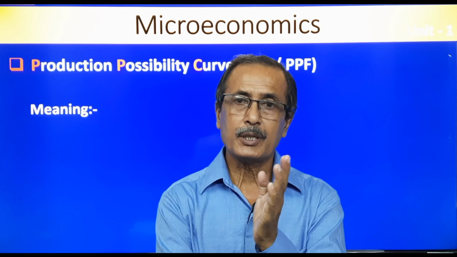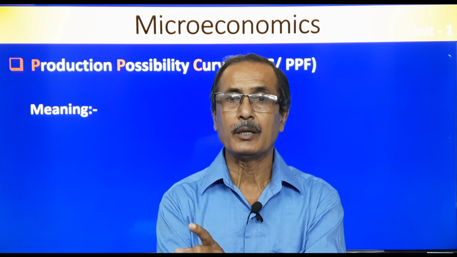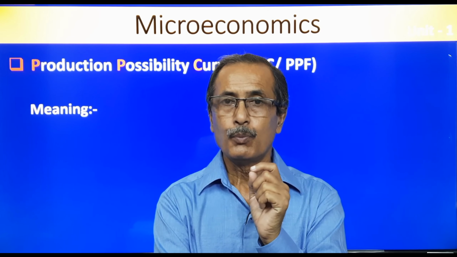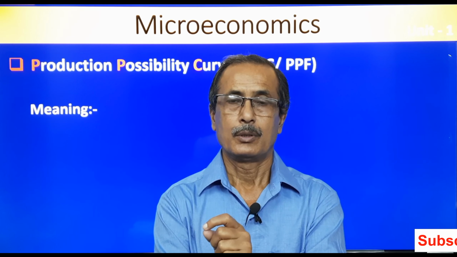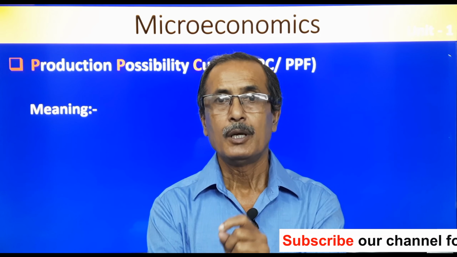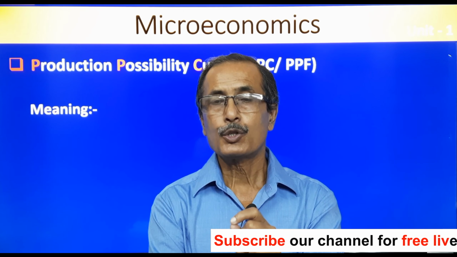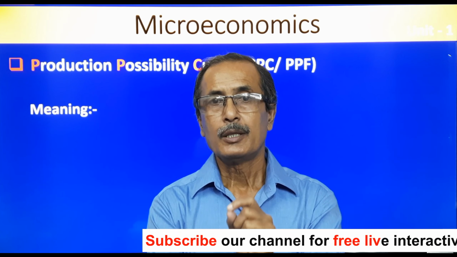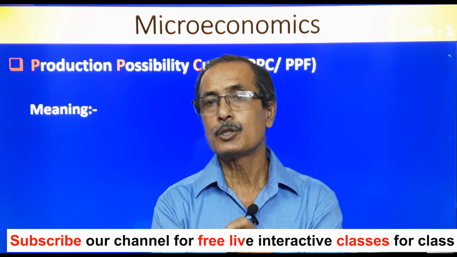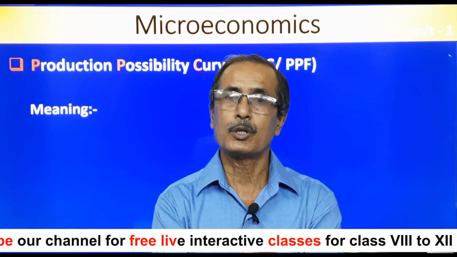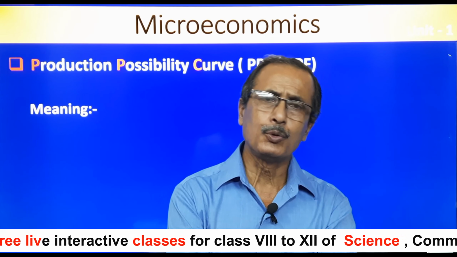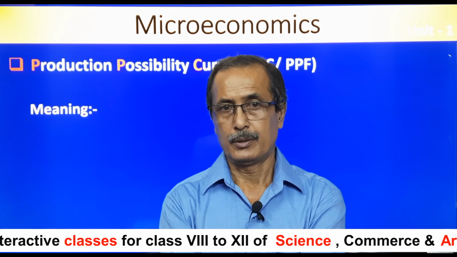Next point is that, production possibility curve. Now see, what does it mean? It means a curve which shows the possible combinations of two goods that can be produced with the given resource. The curve which shows the possible combination of two goods that can be produced with the given resource. This is your production possibility curve or production possibility frontier, PPF. And the producer can change the combination.